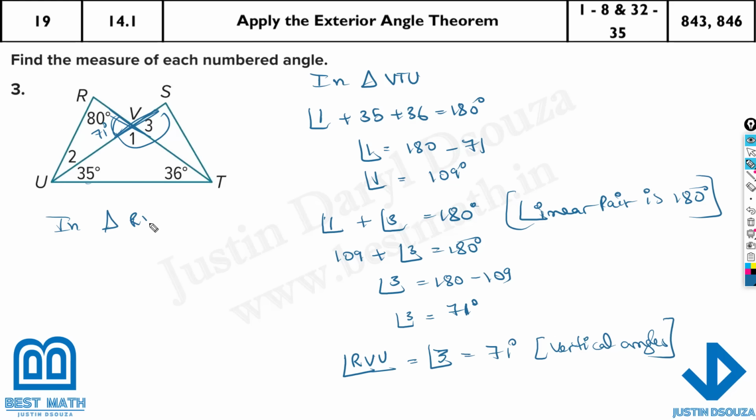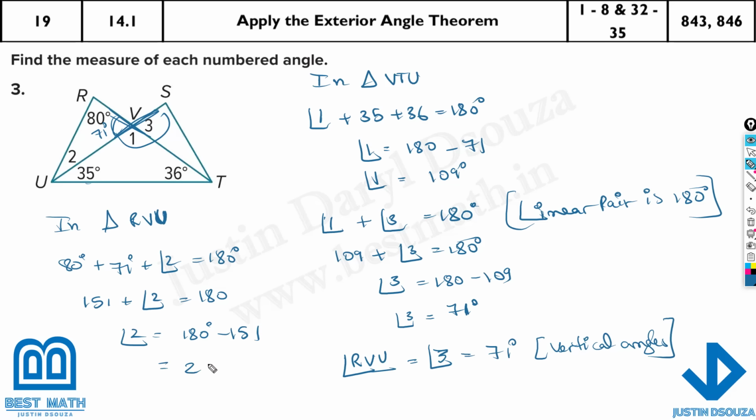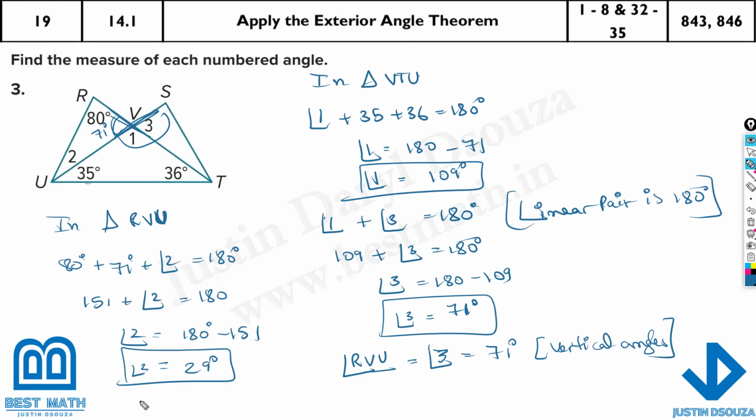In triangle RVU, this is U and this is V, we can write 80 degrees plus 71 degrees plus measure of angle 2 will be equal to 180 degrees. So let me add this up. It's going to be 151 plus measure of angle 2 is equal to 180 degrees. So measure of angle 2 will be 180 degrees minus 151. That's 30 minus 1. That's 29 degrees is the answer. So that is measure of angle 2. You can see that's measure of angle 2, 3, and 1. All the angles are found out. It's 109, 29, and 71 degrees.